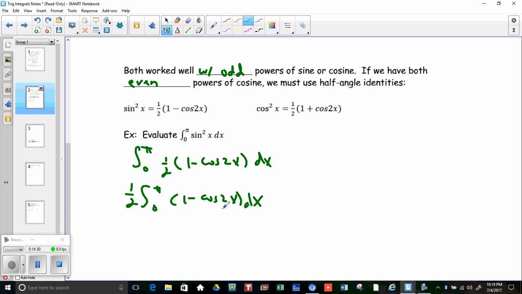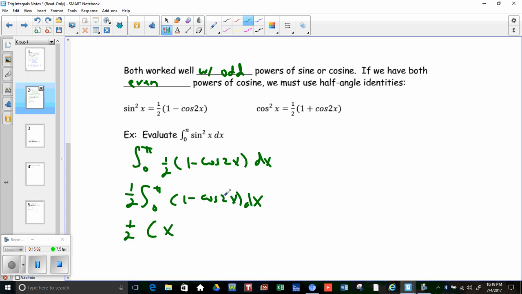Now, we can actually integrate this. Technically, you would have to use a u substitution here. We're going to go with a little bit of a shortcut, and if you haven't already learned this shortcut, hopefully you're going to be able to figure this one out pretty quickly. I'll explain it in just a second here. So the antiderivative of 1, of course, is x. The antiderivative of cosine of 2x, what you have here is a linear angle, because 2x is a linear function itself.